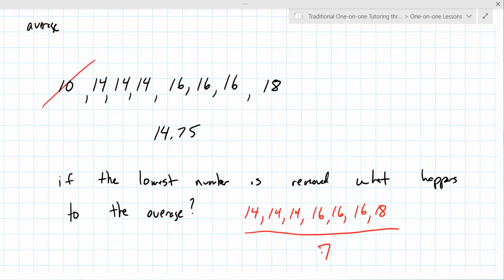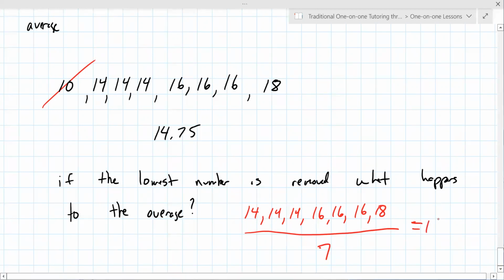Let me just add those things. $15.4. I'm sorry, what's the answer? 15.4. Okay, very good. Now, did the average go up or down when you remove the smaller number? It went up. That's very good. So when you remove the smaller number, the average goes up.